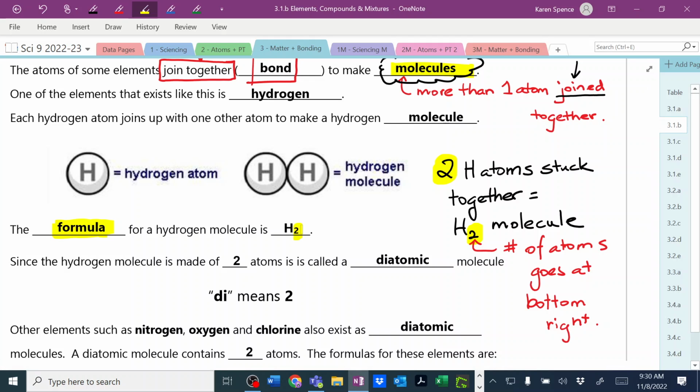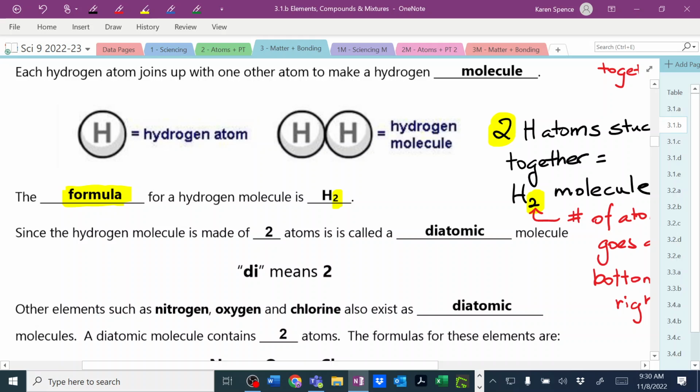And this brings us to a new vocabulary word. The prefix di means two. So we can say that a hydrogen molecule is diatomic, meaning two atoms. It is a molecule made of two atoms.